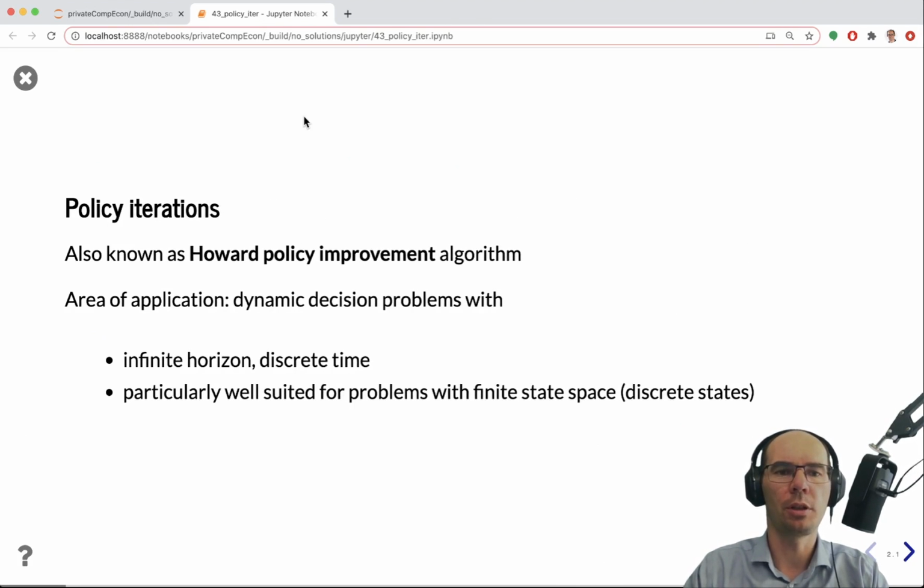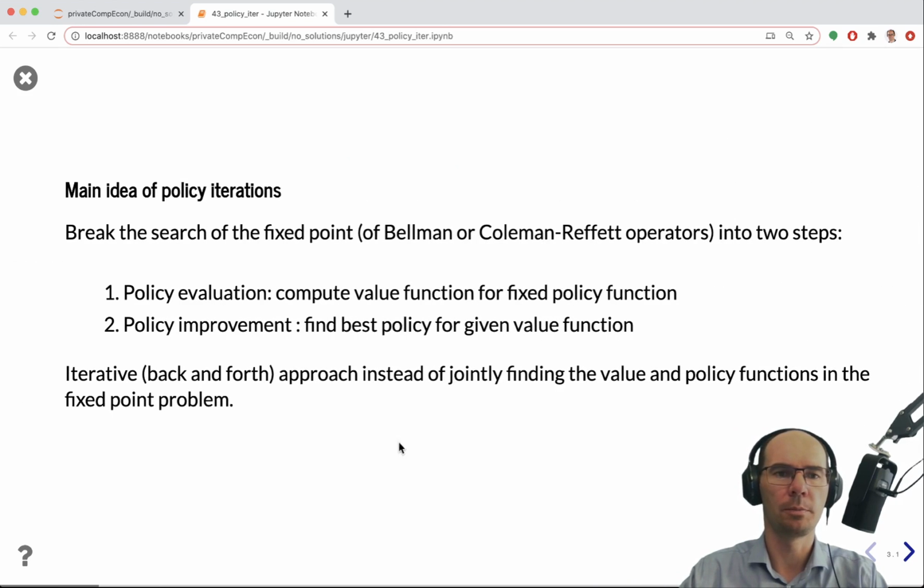So policy iterations, also known as the Howard policy improvement algorithm, is yet another solution method for dynamic decision problems, with the area of application being discrete time infinite horizon problems, and being particularly well suited for problems with finite state space, or discrete states.